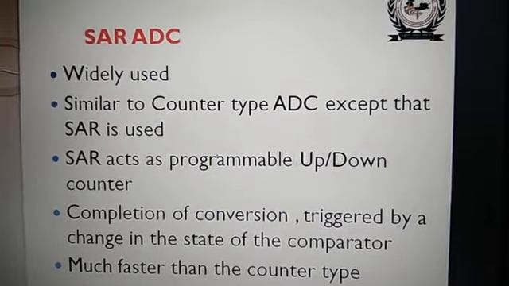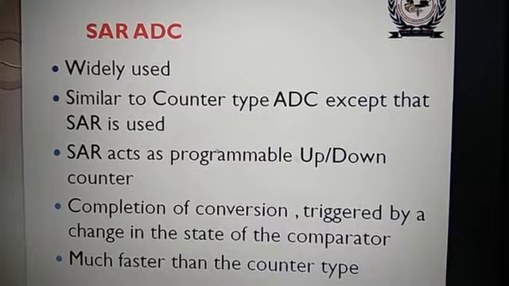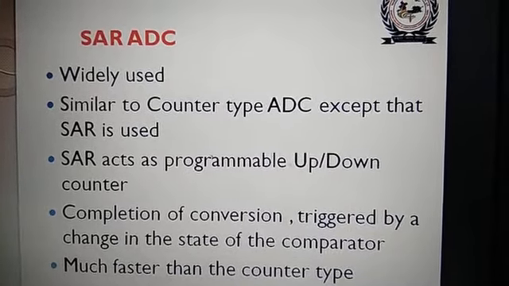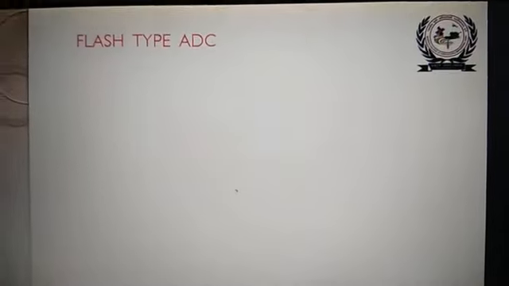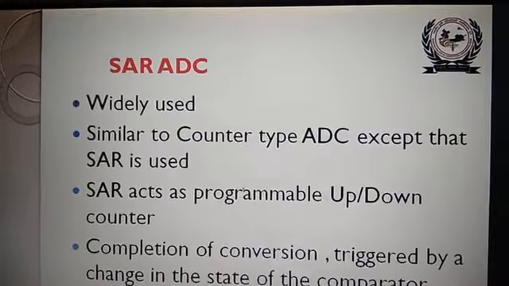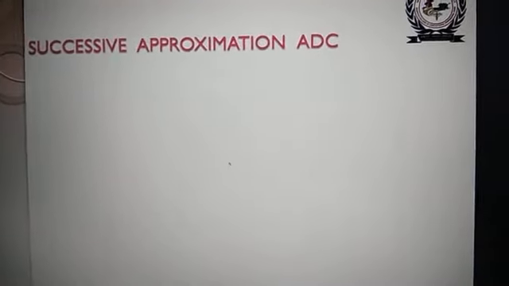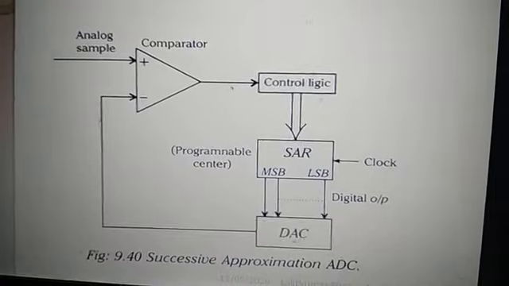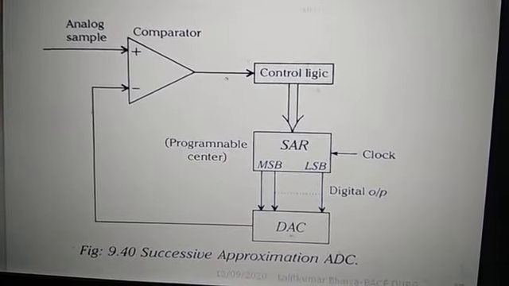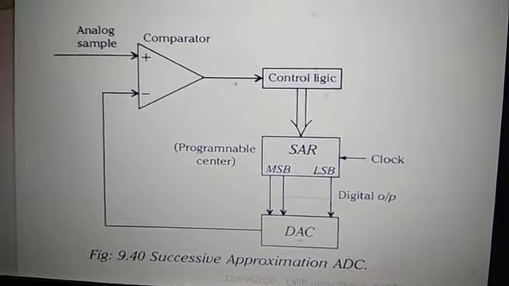Much faster than the counter type ADC. This SAR ADC is much faster than the counter type ADC. So once again I will go over it, because this is in your syllabus. You can just see the successive approximation register. This one, this is the block diagram of the successive approximation ADC. You just go through the block diagram, draw it properly.